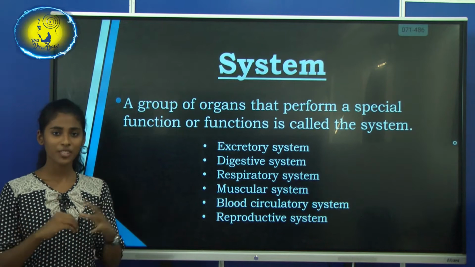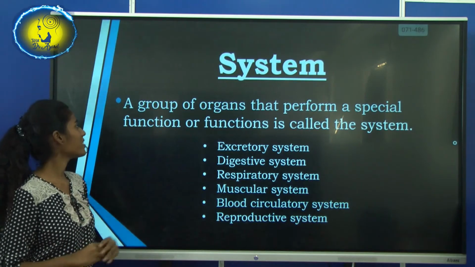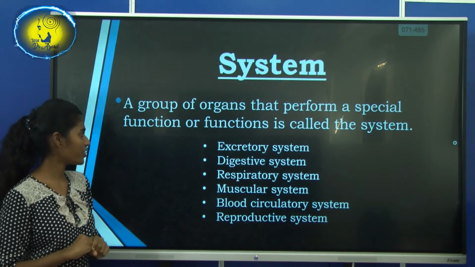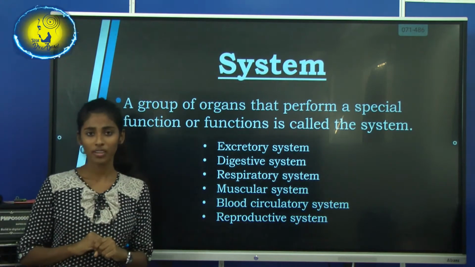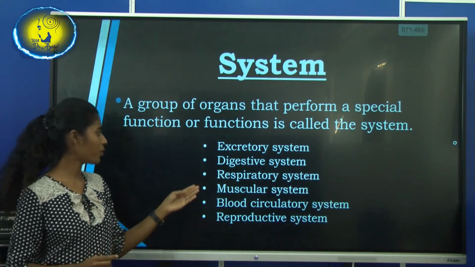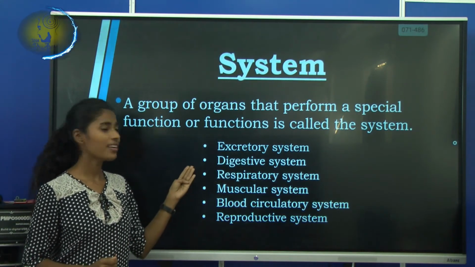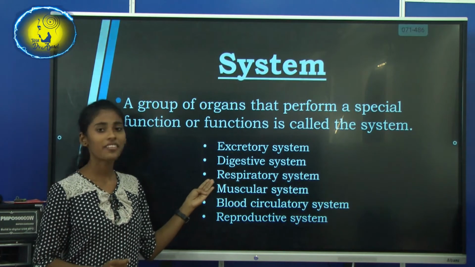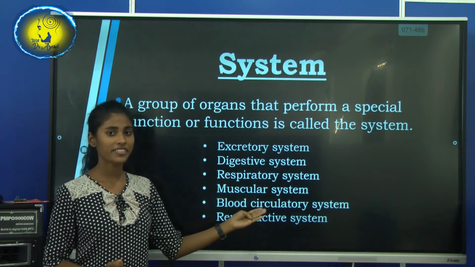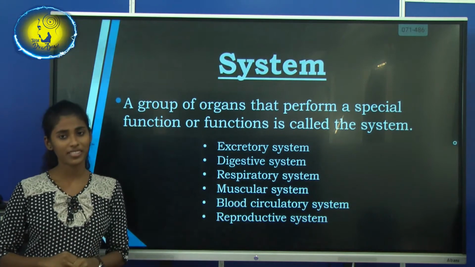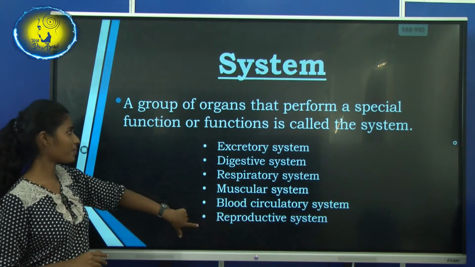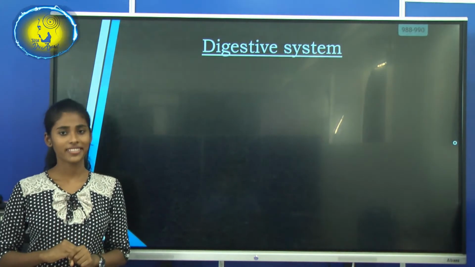Those organs get together and make systems. A group of organs that perform a special function or functions is called a system. There are some systems that can be seen in the human body: excretory system, digestive system, respiratory system, muscular system, blood circulatory system and reproductive system. In this grade you have to learn about two systems. The first one is the digestive system.